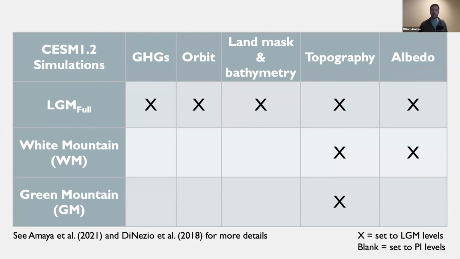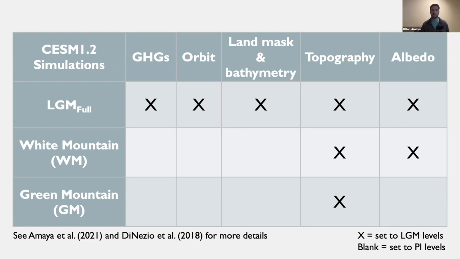There was a full LGM simulation, which has all of the boundary conditions that you would expect to be shifted relative to PMIP3 protocols. We'll also look at what we call a white mountain simulation, which is just isolating the impact of topographical forcing from the ice sheet, in addition to its brightness, so its albedo, thermodynamic forcing. So we're just forcing the model with those 2 boundary conditions set to LGM levels.